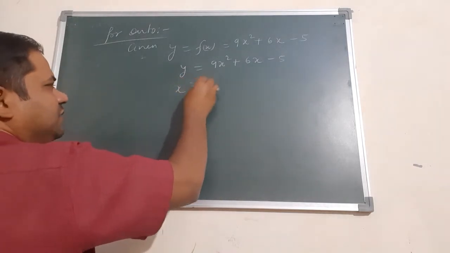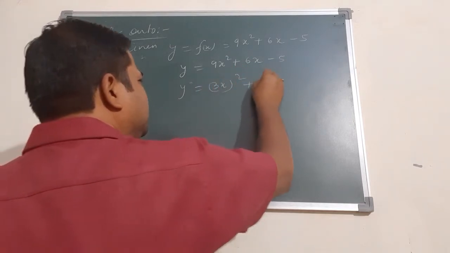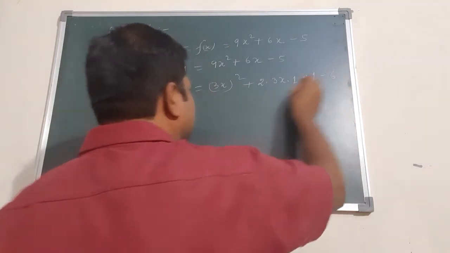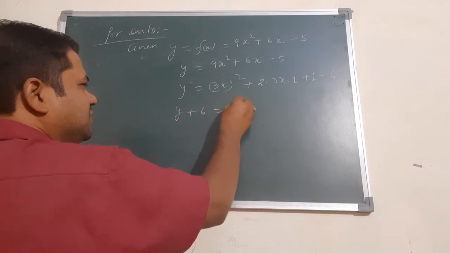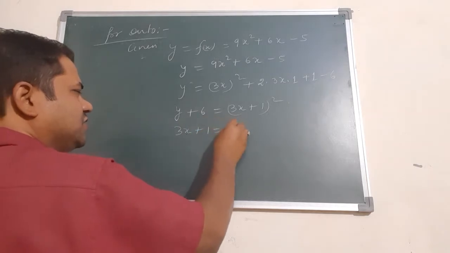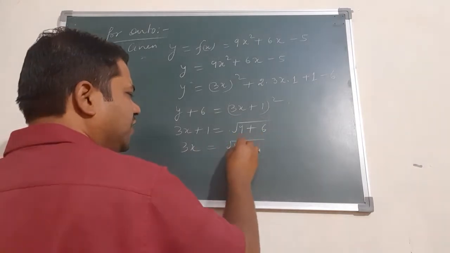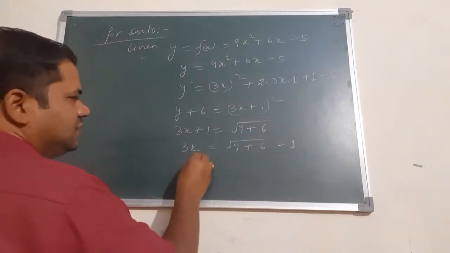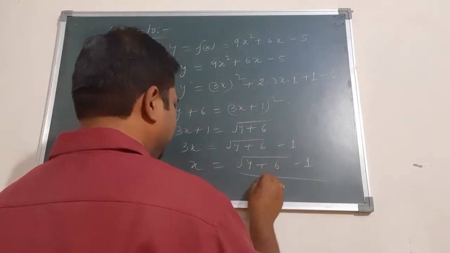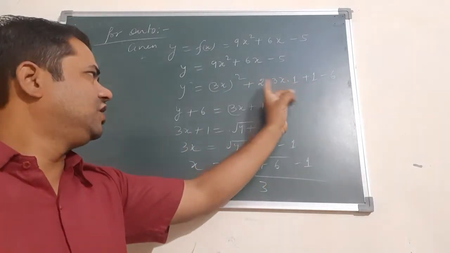So y is equal to (3x) whole square plus 2 into 3x into 1 plus 1 minus 6. So y plus 6 is equal to (3x plus 1) whole square. So 3x plus 1 is equal to root of y plus 6. So 3x is equal to root of y plus 6 minus 1. So x is equal to root of y plus 6 minus 1 divided by 3. This is the completing square method, as you know in class 10th already.